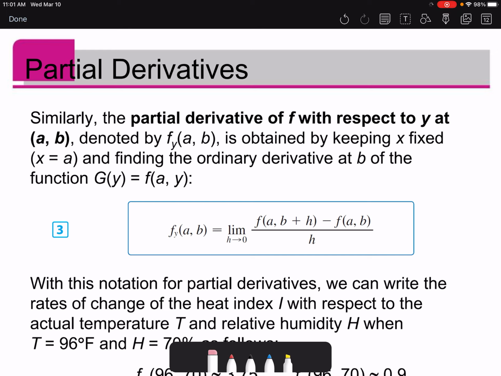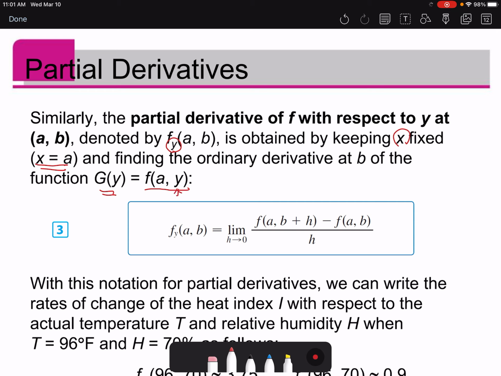So now we'll look at the other derivative, which is the partial derivative of f with respect to y at the point (a, b), with respect to the second variable. The notation is a subscript y, representing taking the derivative with respect to the second variable y. This is obtained by keeping x fixed as a constant, x equals a, and finding the ordinary derivative at b, which is y equals b, of a function G of y, meaning we replace x by the constant a and keep y as a variable.